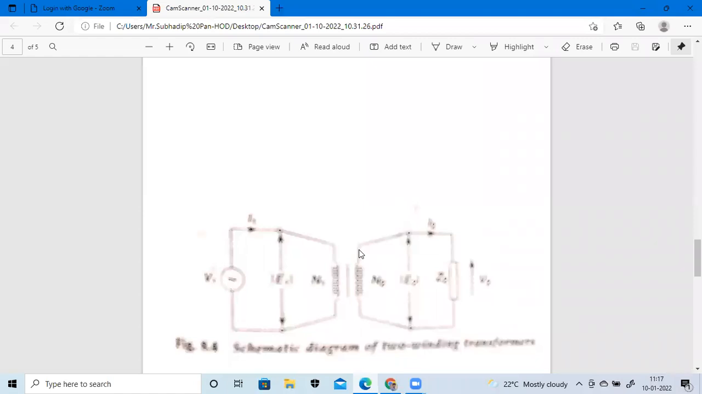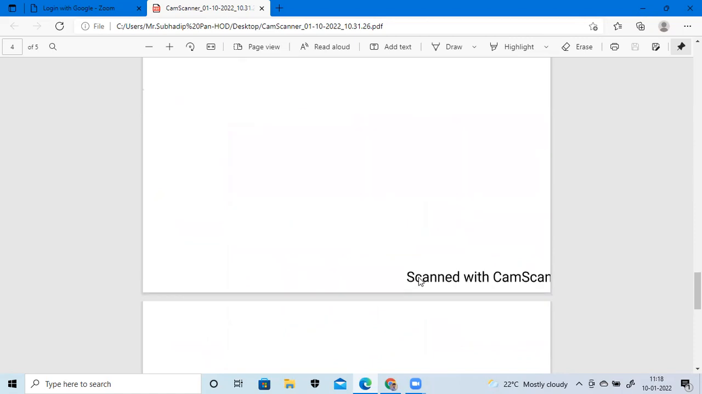Not brightly, I think. But you may find that this one is your representation of the primary coil, with the number of turns represented by N1, and this is your secondary coil, with the number of turns represented by N2. This is the EMF induced, represented by E1 for the primary, and this is the EMF induced for the secondary side, represented by E2. These things were already mentioned in the previous schematic diagram also.